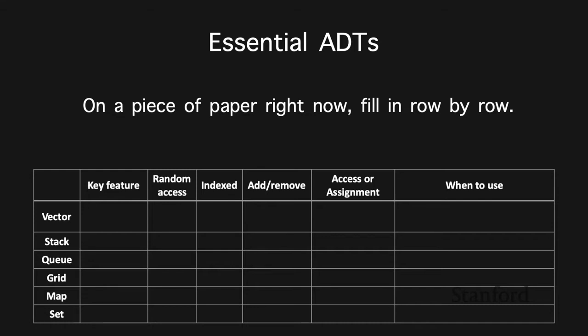So for vector, what did you put for this row? So what's the key feature of a vector? Yes? It's linear, you can access all parts. Yeah, awesome. So the vector, the key feature is it's essentially like a one-dimensional array, but more fancy, right? Something that you mentioned was you can access all parts. That's something that we call random access. I don't know why they call it random, but essentially you can just choose any index and you can access it, okay?